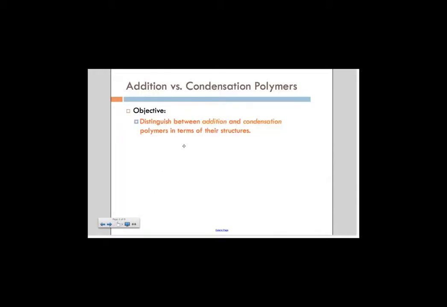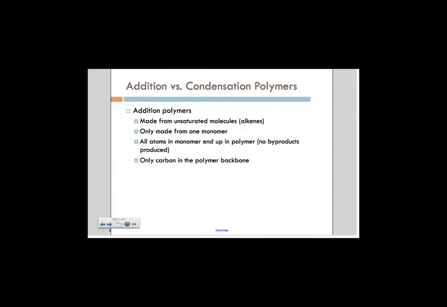Okay, so let's address this first objective first, distinguishing between addition and condensation polymers. How can you tell them apart? Okay, well, let's look at each one in turn. So here are some key characteristics of addition polymers. They're always going to be made from some kind of unsaturated molecule, so either an alkene, or in some cases we'll talk about alkynes, triple bonded structures.